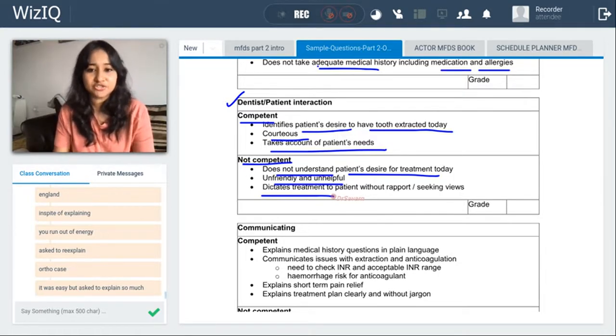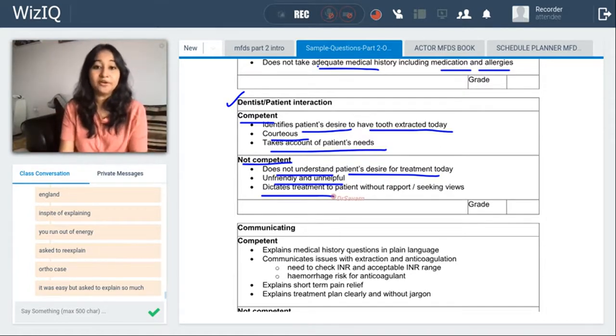If the patient still asks you, they will ask you if they are confused about something. They will ask you, doctor, what do you think is the right treatment according to this? What is the best treatment option for me? That is when you answer. But you do not dictate.